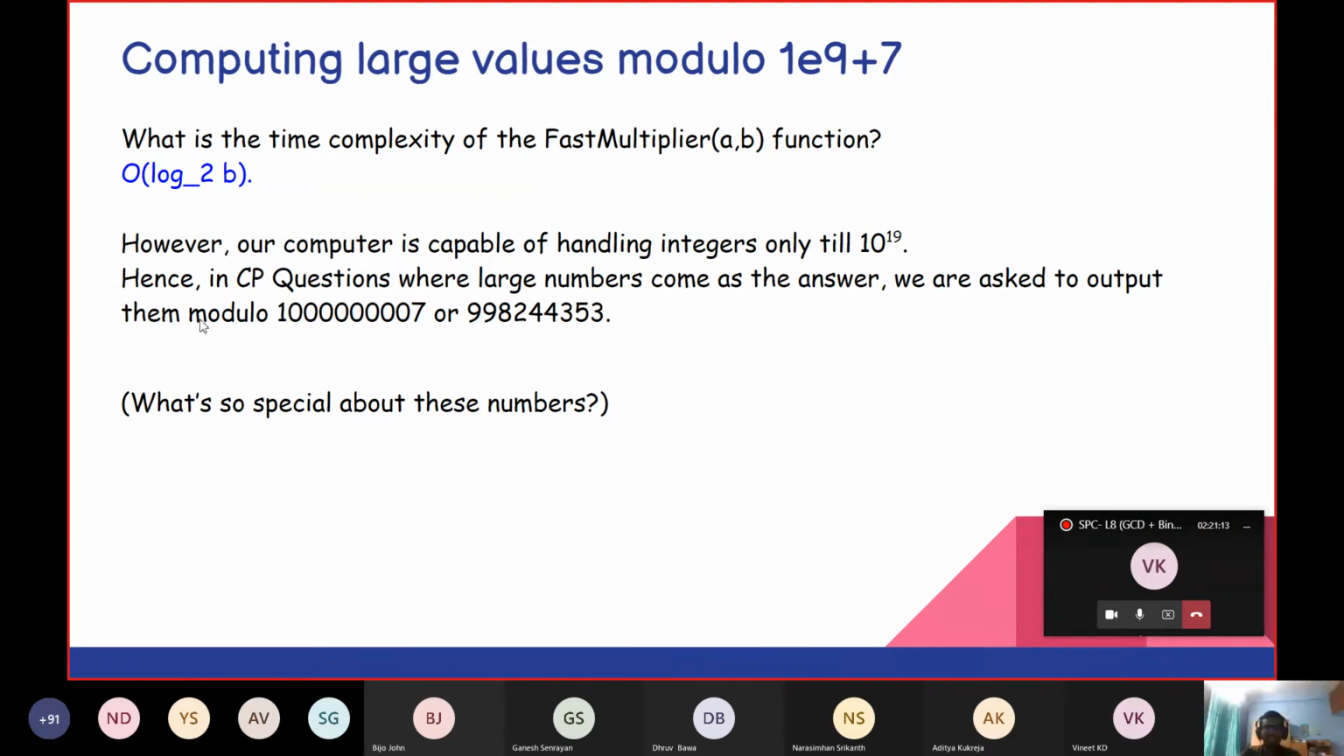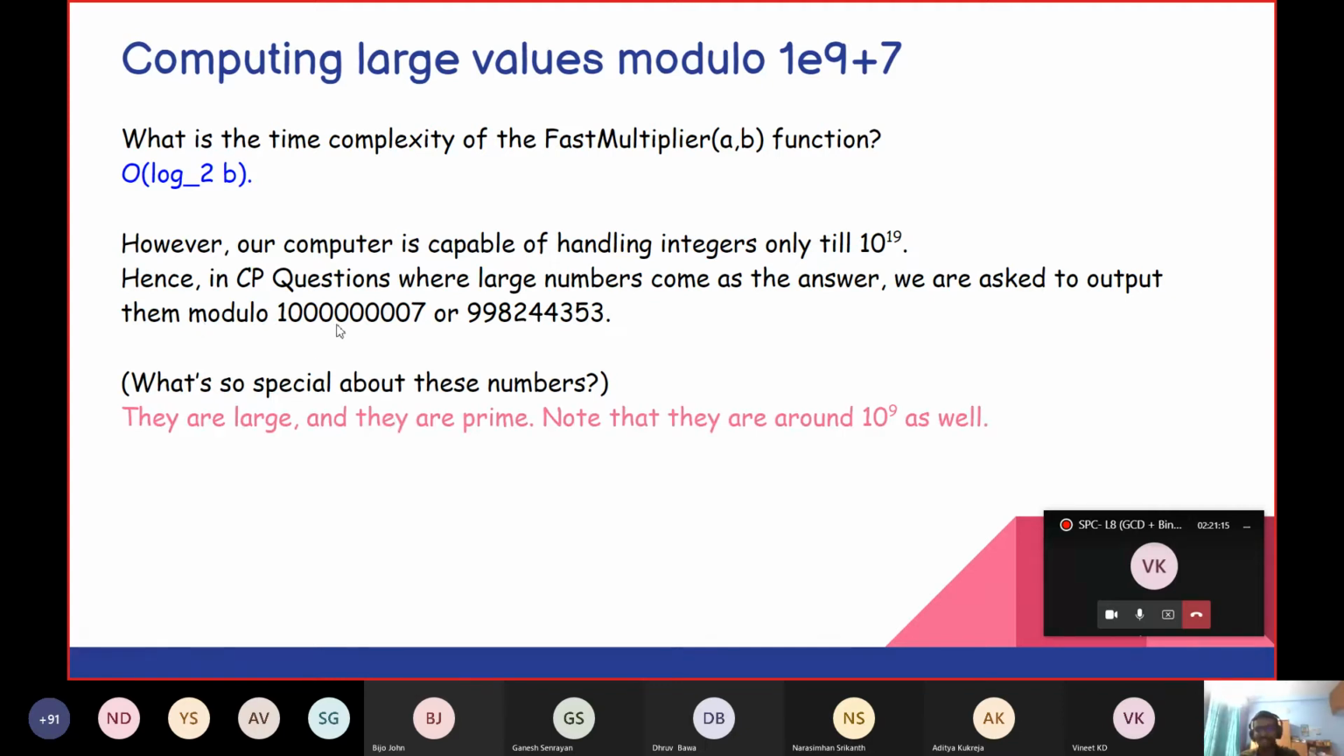So what's so special about these numbers? They are large, that's one thing, and they are prime, and they're also around 10 power 9. So these three factors are the reasons why these numbers come. They are large because I'd want to have a large variety in what answer you give. I can't give the prompt as print your answer modulo 2.